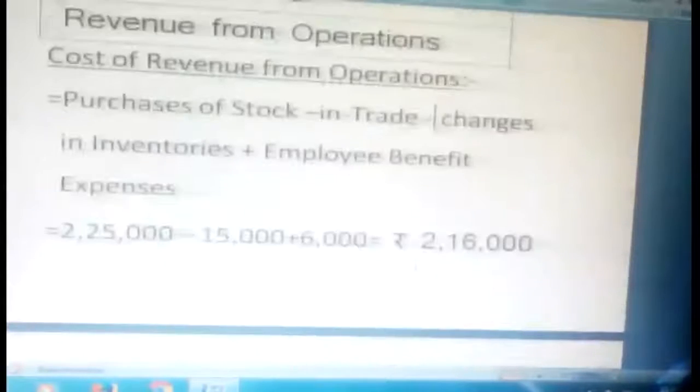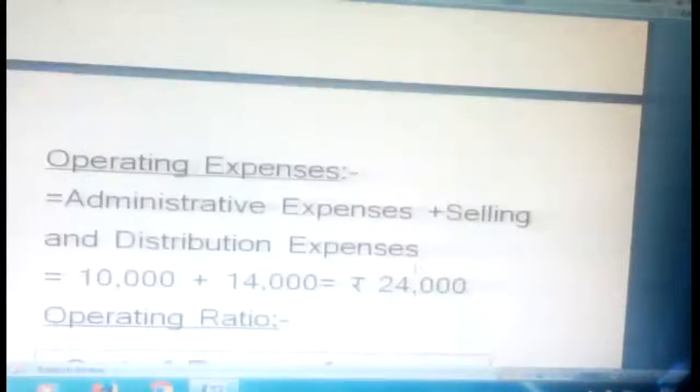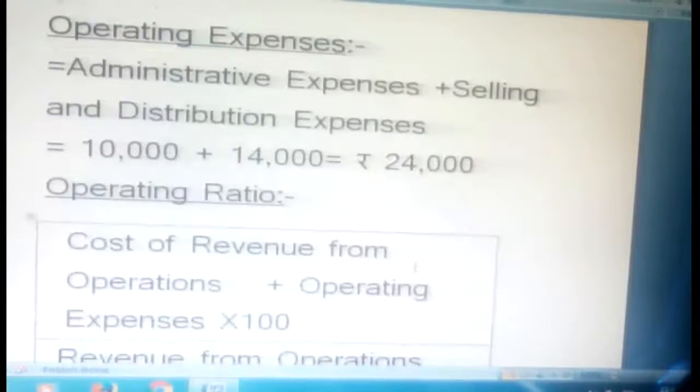See, stock in trade, change in inventories, that's right. Okay. So we are going to deduct 15,000 here. Then we have to add 6,000 for our employee benefit. We got 2,60,000. That's our cost of revenue from operations. Moving to operating expenses, nothing but administrative expenses and selling expenses. We add together 10,000 plus 14,000. We got 24,000. Now apply the formula.